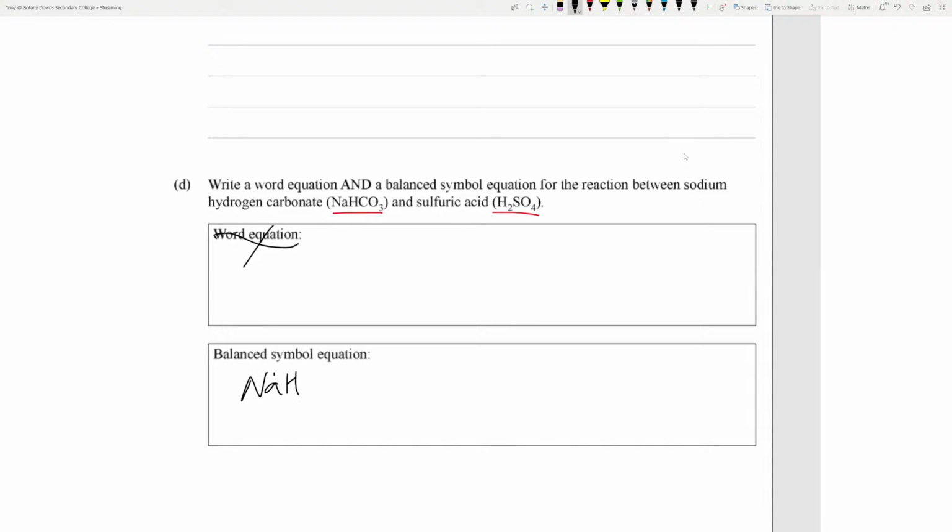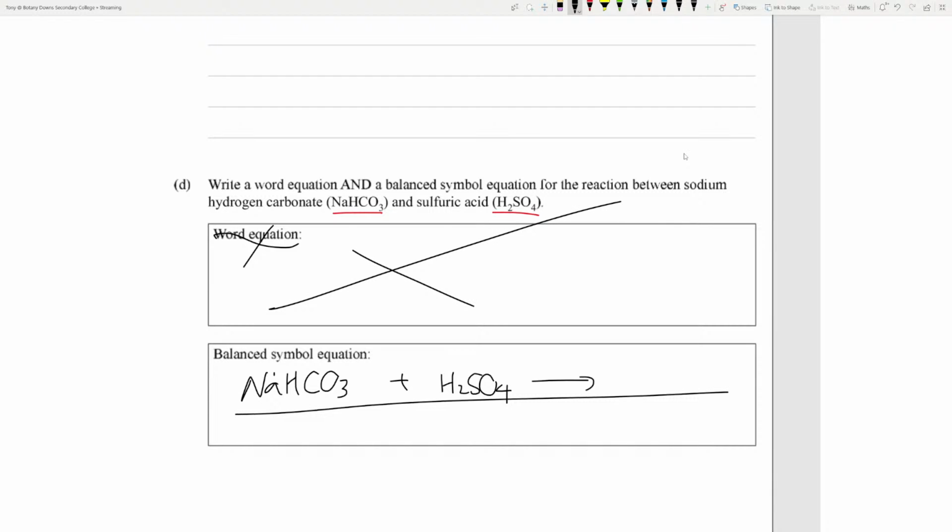So NaHCO3. And in the exam, if you're someone that wants to get merit and excellence, you don't need to do the word equation. If you're doing merit and excellence, you can just bypass this. Just come straight to here. This is strictly only achieved, and this is merit / excellence.